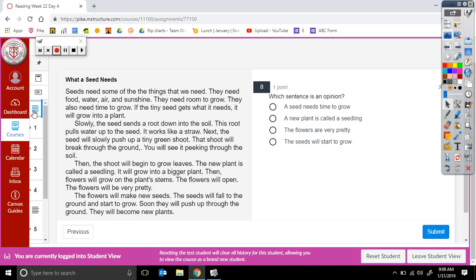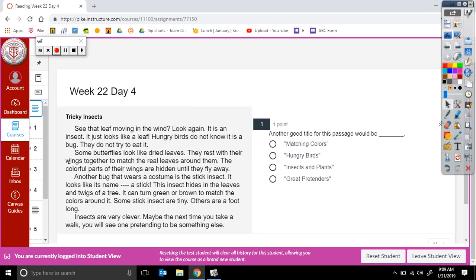So first, I'm going to look at this very first one, read the questions for 1, 2, 3, 4, answer the questions for 1, 2, 3, 4, move on to my new story, and then read those questions and use those strategies.